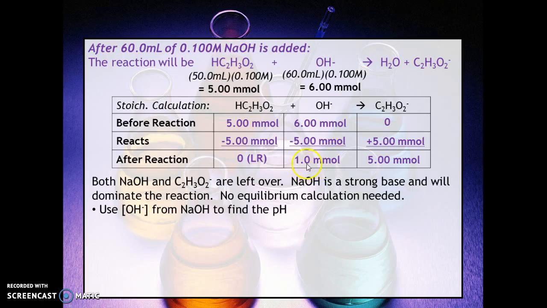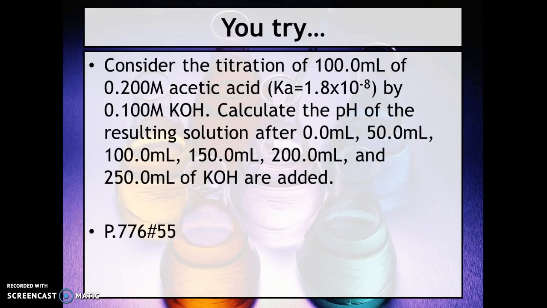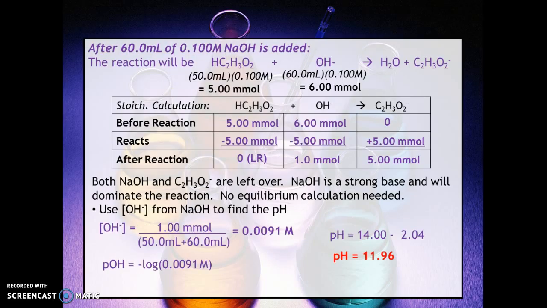But remember, this isn't a concentration right here, this is in moles, so I need to convert it. I need to take my 1 millimole, divide it by my milliliters, and get out my molarity. It's really small. Take the negative log, and I have a pOH of 2.04. As usual, subtract it from 14, and I've got a pH of 11.96. That's still pretty basic. Okay, so that was how we go through a strong base, weak acid reaction.